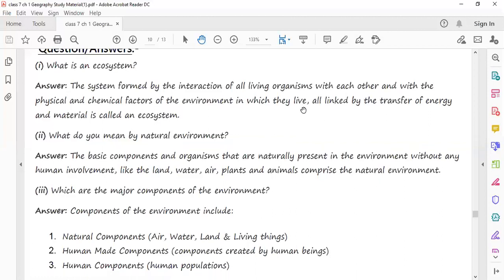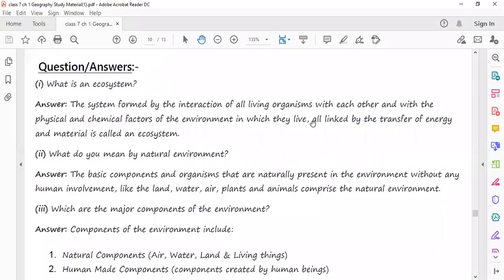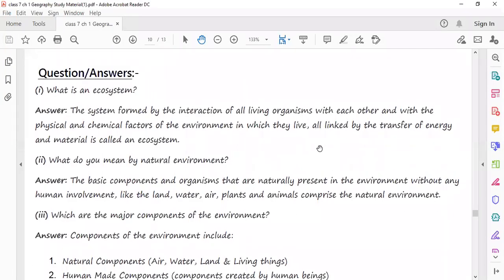What is an ecosystem? The ecosystem is formed by the interaction of all living things with each other and with the physical and chemical factors of the environment in which they live, all linked by the transfer of energy and material. It is known as ecosystem.